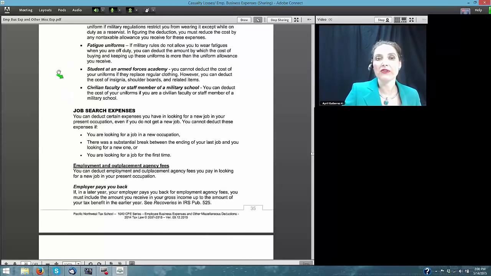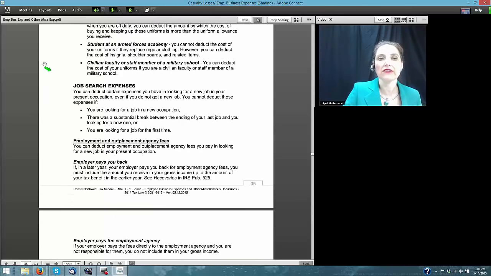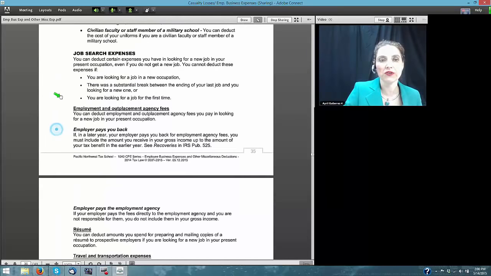Student at an armed forces academy, you cannot deduct the cost of your uniforms if they replace regular clothing. However, you can deduct the cost of insignia, shoulder boards, and related items. And finally, civilian faculty or staff member at a military school, you can deduct the cost of your uniforms if you are a civilian faculty or staff member of a military school.